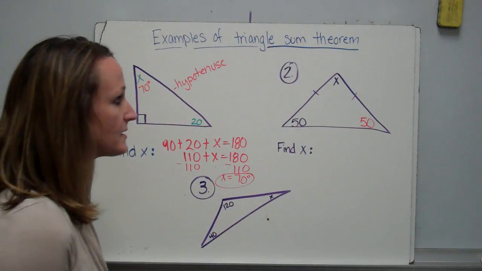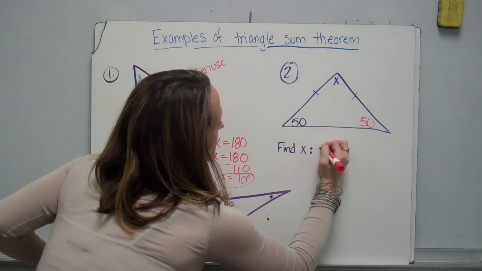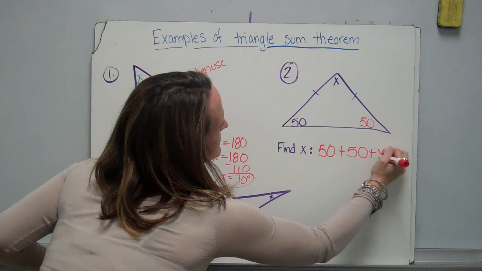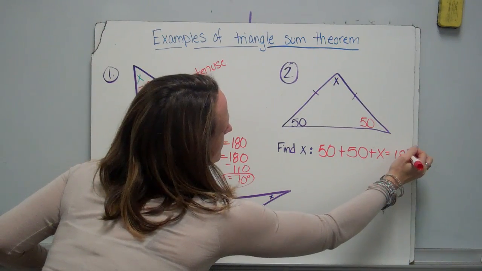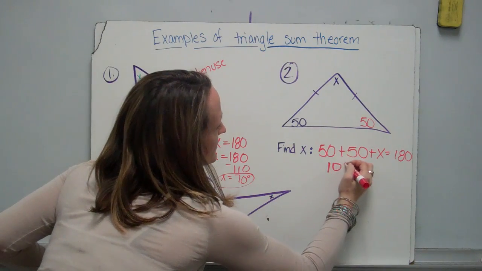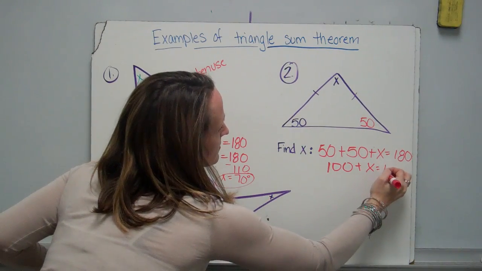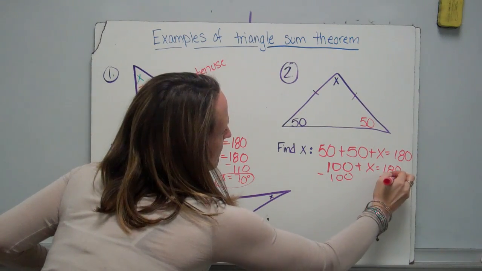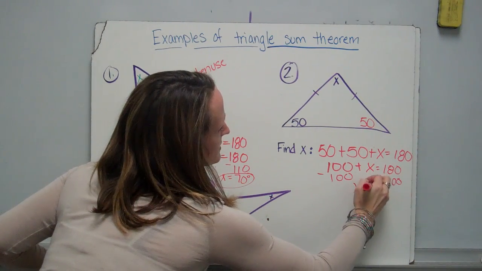So to find x, we now have enough information. We're going to add 50 plus 50 plus x, and it's still going to equal 180. 50 and 50 is 100. Subtract that from both sides. We find that x equals 80.